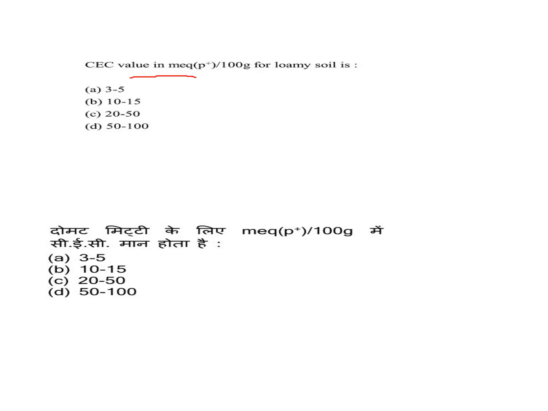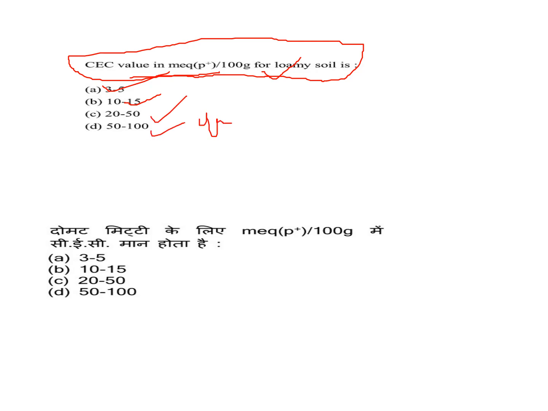CEC value in milliequivalent per 100 gram of loamy soil is? The answer for this is CEC for loamy soil is varying between 5 to 15. So the appropriate answer will be 10 to 15. 3 to 5 is for sandy soil. 20 to 50 is for clay loam soil. 50 to 100 is for clay soil. So for loamy soil it is varying between 10 to 15.